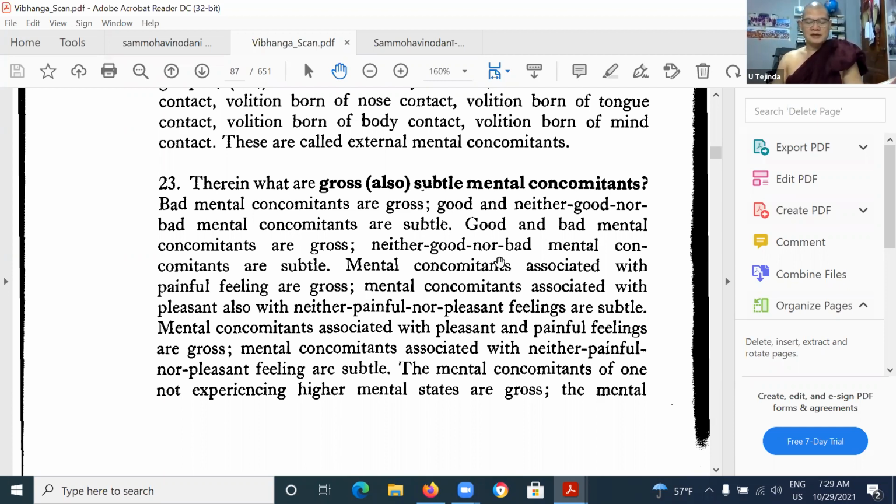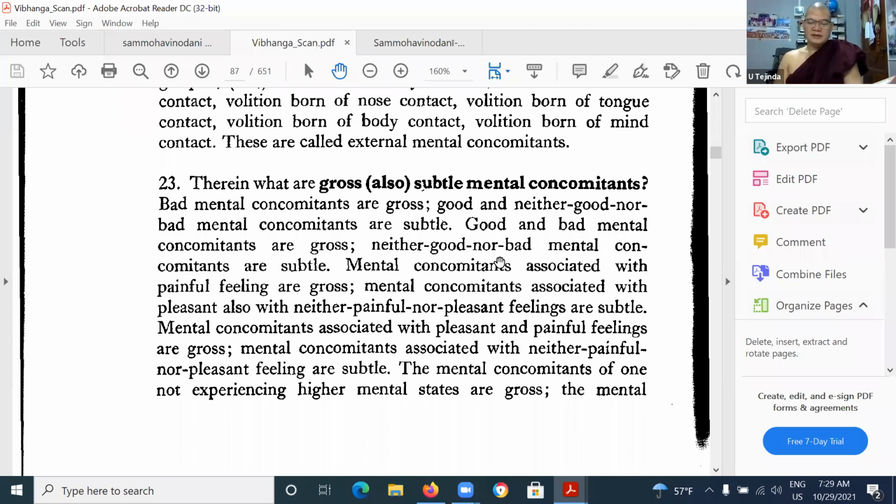Kusala sankhara olarika, abhyagata sankhara sukuma. Dukkhaya vedana sambhita sankhara. The sankhara, where it is analyzed according to the vedana and so on. So they are not vedana. There must be something associated with the vedana only. That's why here, dukkhaya vedana sambhita sankhara. The sankhara associated with the sukha, dukkha vedana, painful feeling, is gross.